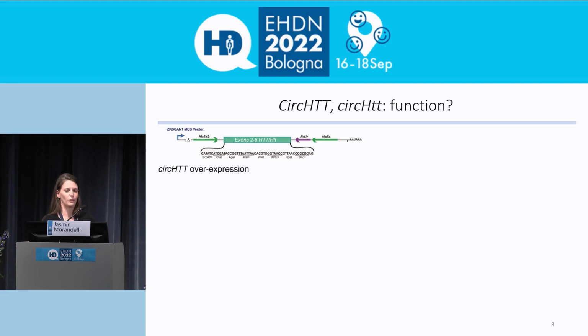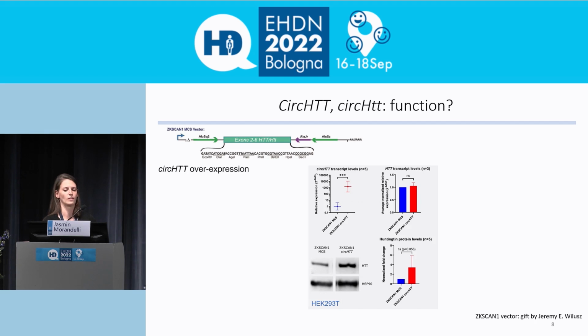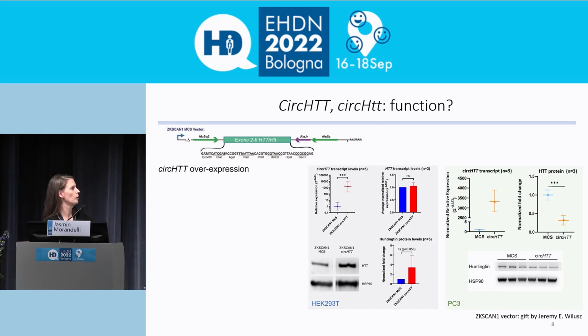Now, of course, the big question is, what does this molecule do, and is it relevant to Huntington's disease pathogenesis? We tried to investigate this by using synthetic overexpression of CircHTT in cell lines. And to cut a very long story very short, we see conflicting results. First of all, we observed that it may increase levels of huntingtin protein, but then we also saw that it seems to decrease huntingtin protein. So in the end, we don't really know what it is doing yet.